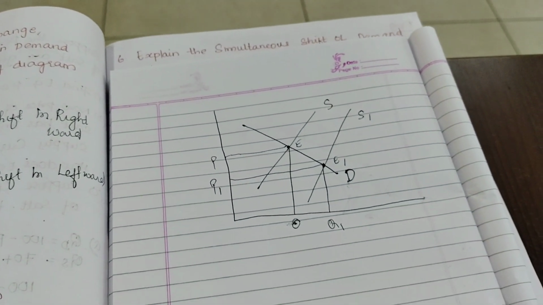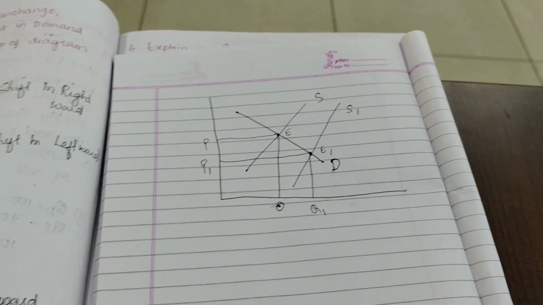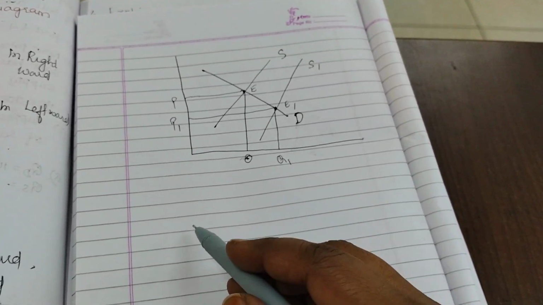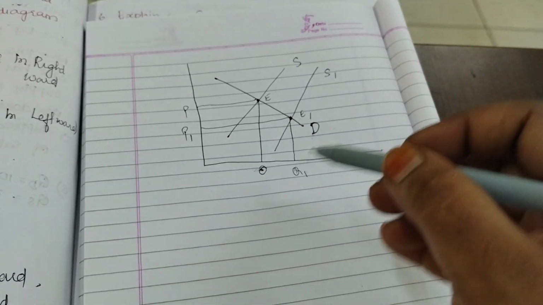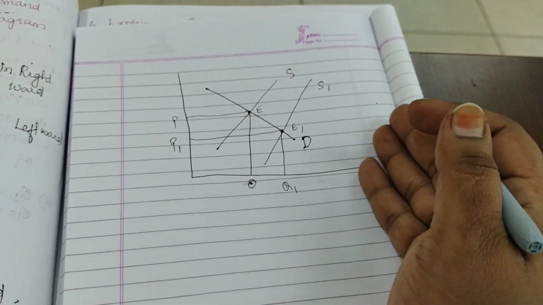This is the reason: because the government is providing subsidy, the cost is reduced, so the firm is able to supply more. The cost of raw material is less, so the firm is able to supply more. So these are the reasons the supply is shifting rightward.